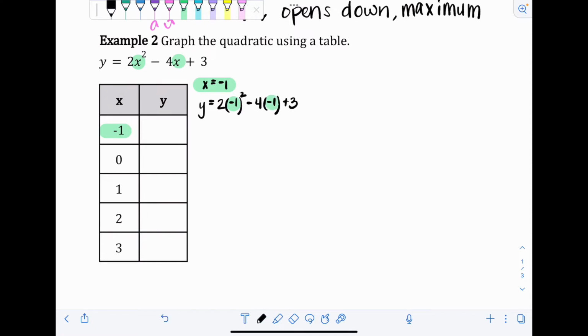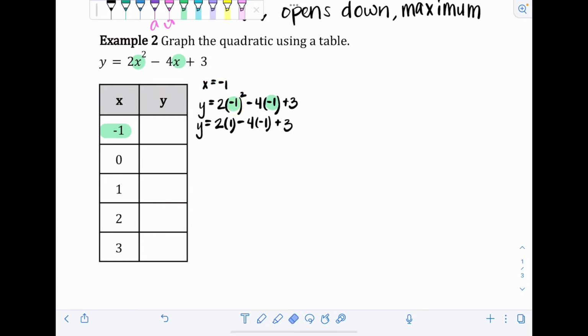Now we simplify, so think order of operations, PEMDAS or GEMS: parentheses, exponents, multiplication, division, addition or subtraction. In this case, we have the exponents first. So we'll take that -1 and raise it to the second power. So 2, and then -1 to the second power is -1 times -1, which turns into a +1. Minus 4 times -1, I'm just going to bring that down, and then plus 3.